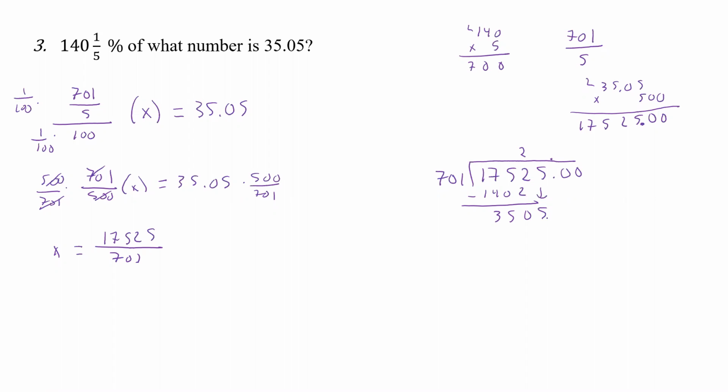Now bring down our 5. Well, if I notice, if I multiply this by 5, I'll get a 5 here, and 5 times 7 is 35, so this one works out quite nicely. And the fact that it stops right away. And so this says x equals 25.